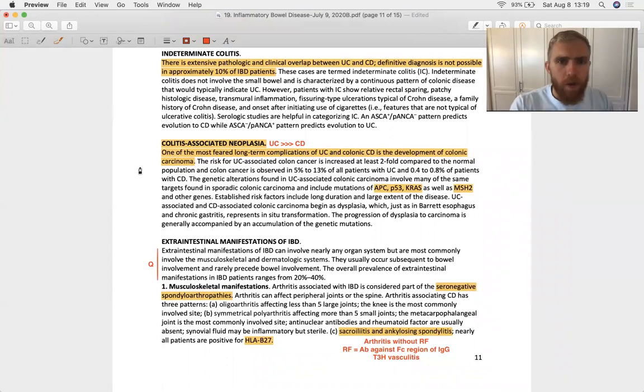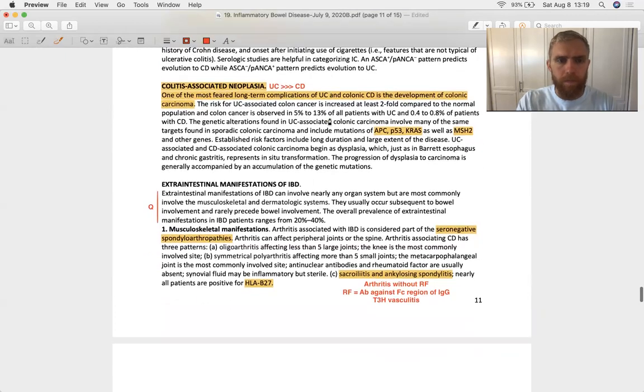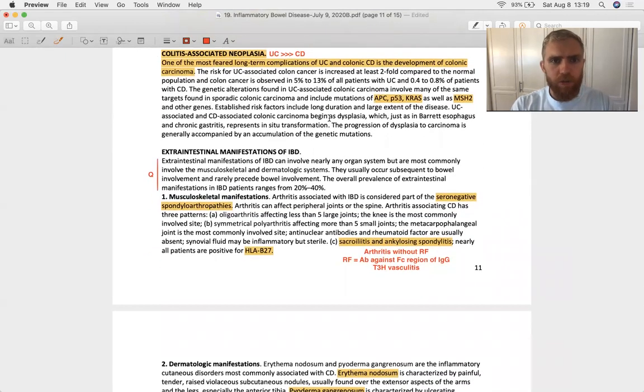There's extensive overlap between the 2 types of IBD. Definitive diagnosis is not possible in 10% of these patients, and we're going to call those cases indeterminate colitis until we get a little bit more clues. Colitis-associated neoplasia, again, more common with ulcerative colitis than Crohn's disease, and commonly involves APC, P53, and KRAS. That's your chromosomal instability pathway. And it can also involve MSH2. And if you see that in the question stem, you're thinking microsatellite instability.